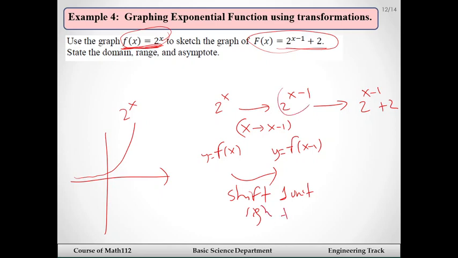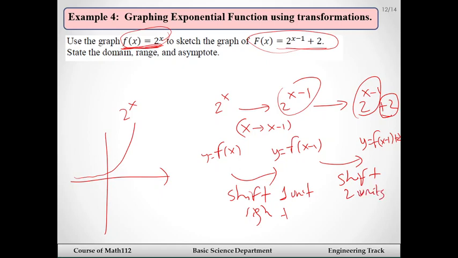And this type of behavior, this function and this function, now it's added plus 2. So you add plus 2 to the function, this means shift 2 units up. So it will be shifted 1 unit, then 2 units up. So then you will have what? This will come to here, and then will go 2 units up. So you will have such a thing.